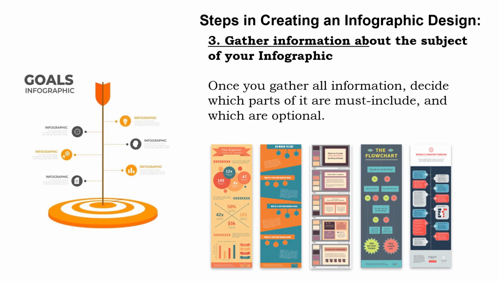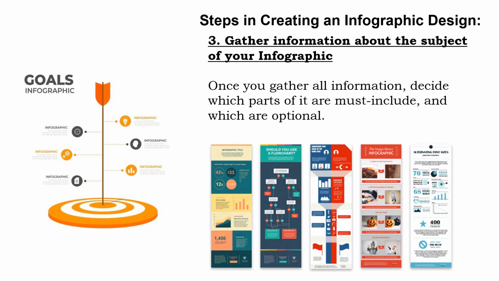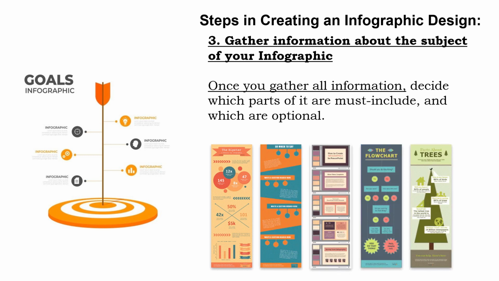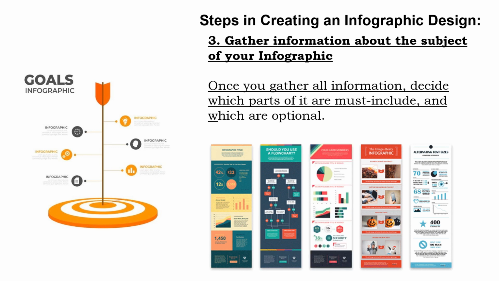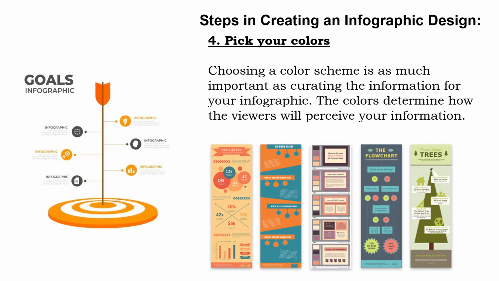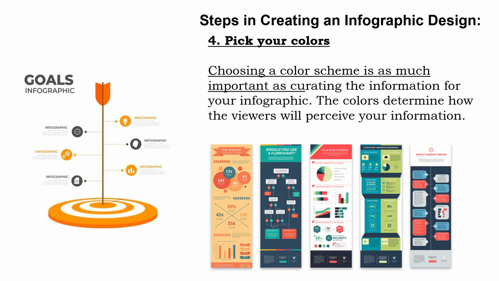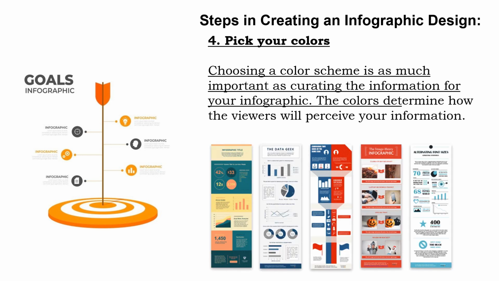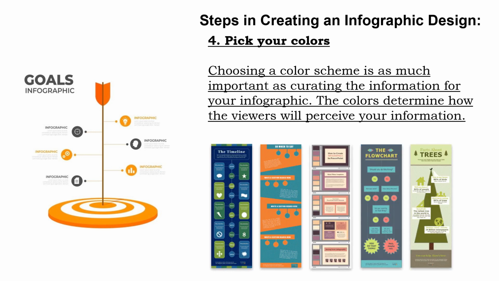Number 3, gather information about the subject of your infographic. Once you've gathered all information, decide which parts of it are must include and which are optional. Number 4, pick your colors. Choosing a color scheme is as important as curating the information for your infographic. The colors determine how the viewers will perceive your information.